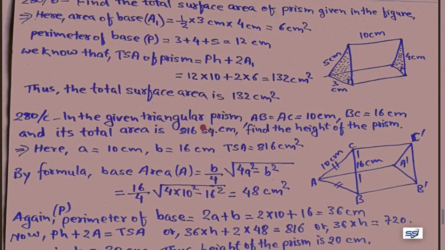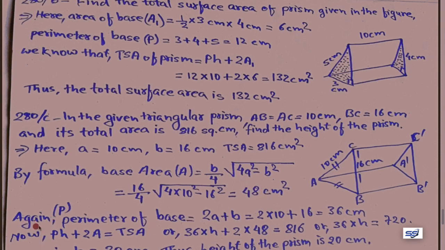280 C. In the given triangular prism, AB is equal to AC is equal to 10 centimeter, BC is equal to 16 cm, and its total surface area is 816 square cm. Find the height of the prism. Now this is the prism, with some information given, 10 cm, 16 cm. Using this information, we will find the height of the prism. Here, A is equal to 10 cm, B is equal to 16 cm, TSA, the total surface area, is equal to 816 centimeter square. By using the formula, base area is equal to B upon 4 root under 4A square minus B square, which is equal to 16 upon 4 root under 4 into 10 square minus 16 square, which is equal to 48 centimeter square.